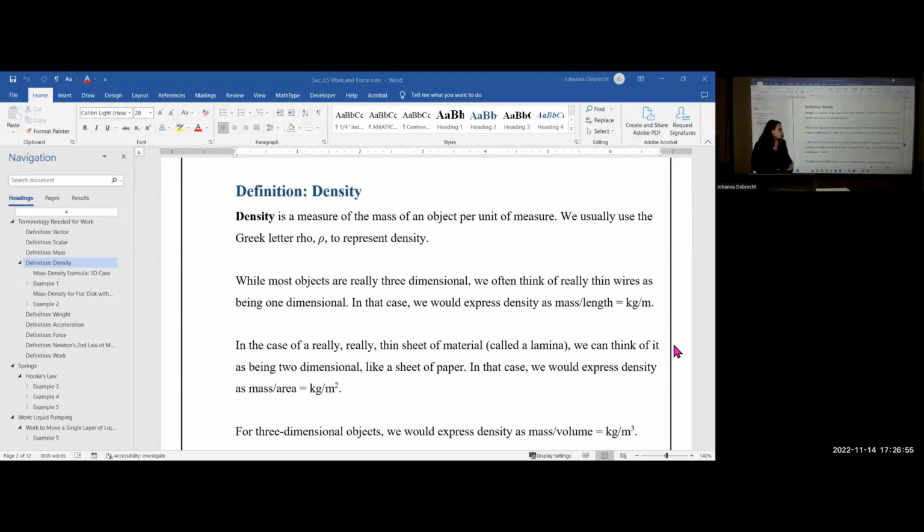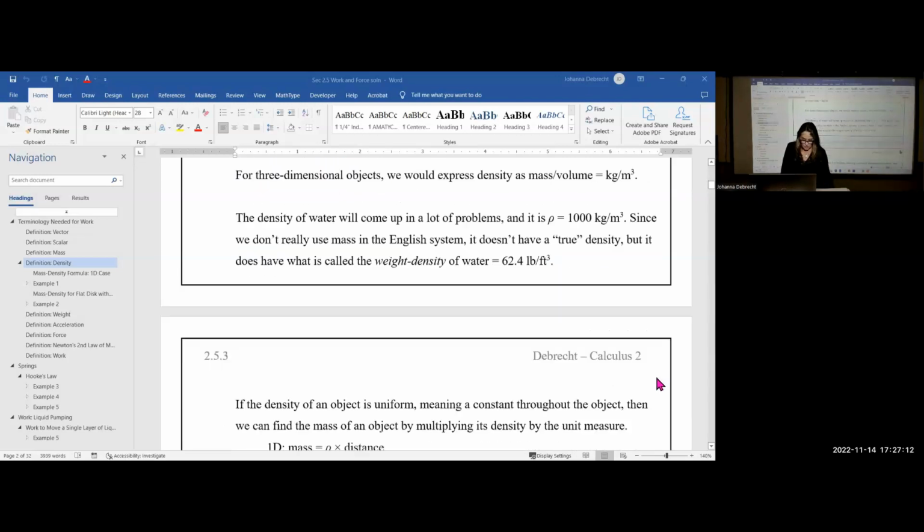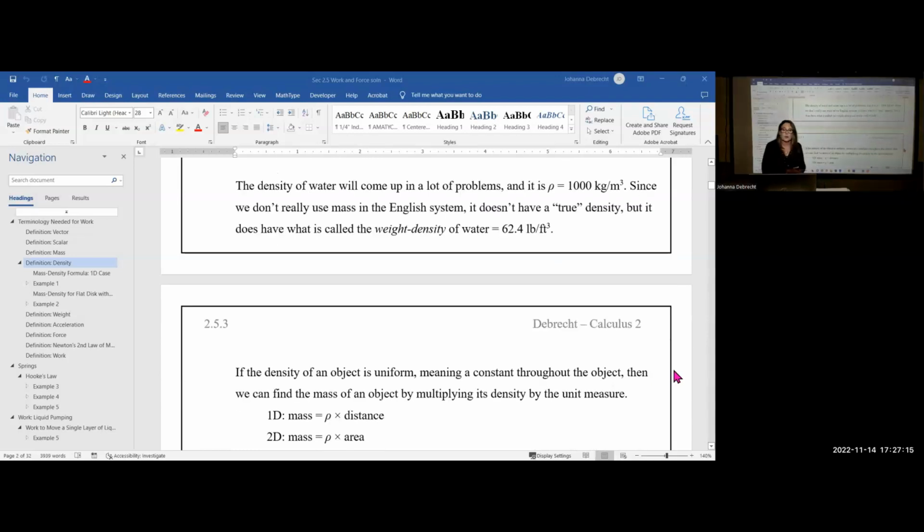Most things, of course, in the real world are really 3-dimensional. And when we talk about 3-dimensional objects, we tend to talk about the density as the mass per unit of volume, often kilograms per meter cubed. Now, what we want to turn our attention to are some other objects that we want to measure. One thing I do want to mention before we move on is that the density of water will come up quite often in quite a few of these problems, and it is 1,000 kilograms per cubic meter, which is quite a lot. Now, we don't really use mass in the English system other than the slug.